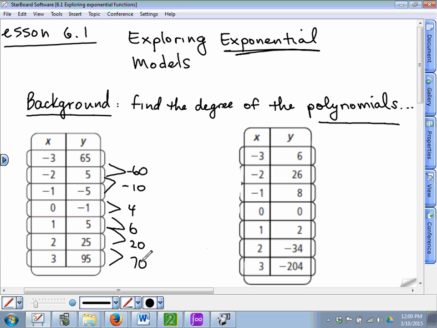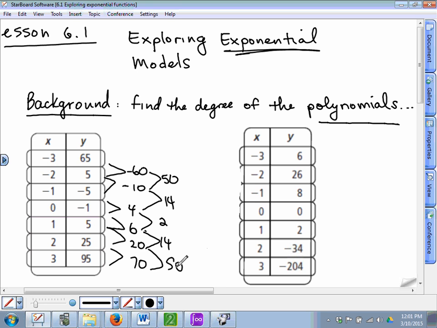What does this tell you? It's not degree 1. Okay? So, what's negative 10 minus negative 60? 50. 4 minus negative 10 is 14. 6 minus 4 is 2. 20 minus 6 is 14. And 70 minus 20 is 50. What does that tell you? It's not degree 2. Degree 2 would be a parabola.